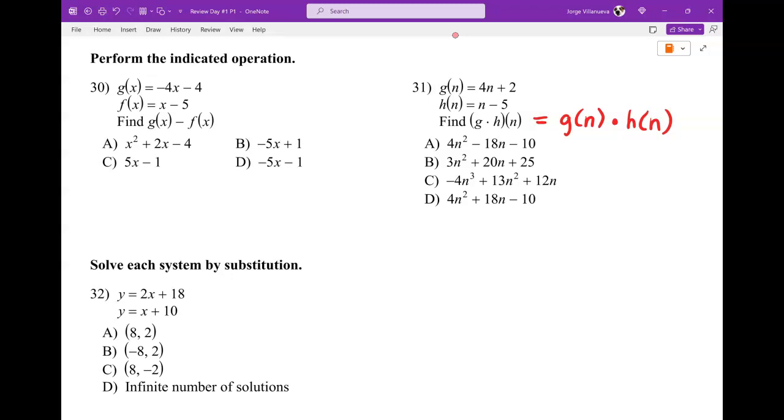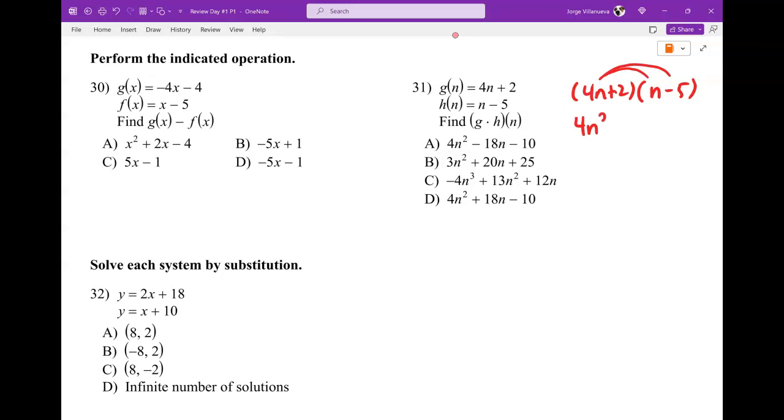So g of n for me is going to be 4n plus 2. H of n is going to be, actually, let me move this over to the other side. Hold on, give me a second. Because I'm going to run into 32 and then I might take away room that I need. So I'm going to put it right here. G of n is 4n plus 2. H of n is n minus 5. And I'm just going to multiply. You can do X method, distribution, whatever you'd like.